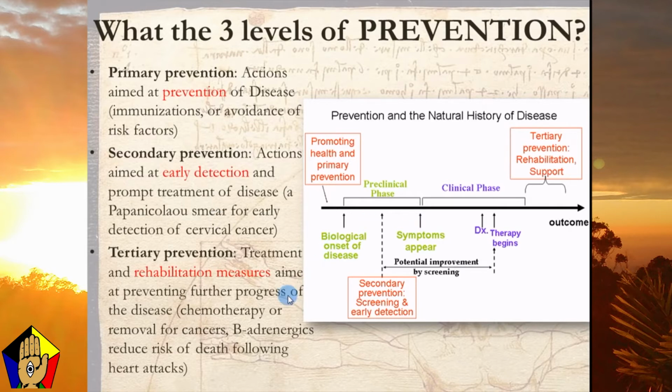Right? And then I also had an example down here, beta-adrenergics reduce the risk of death following heart attacks. We know that when people have a heart attack, it changes the way that their heart performs, so we can give them medications that prevent them from experiencing death.